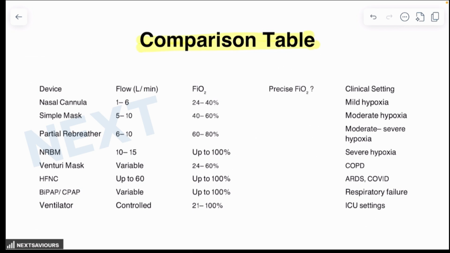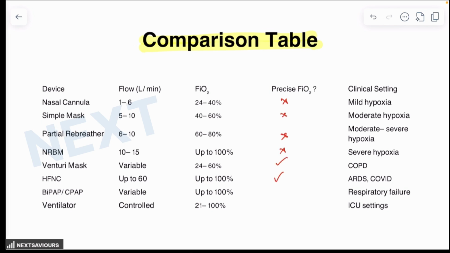The precise FiO2 is not given in any of these low flow devices, while precise FiO2 can be given by the high flow devices. And this is something that we have already talked about. In a nutshell, this table summarizes what we have already learned based on the lecture provided.